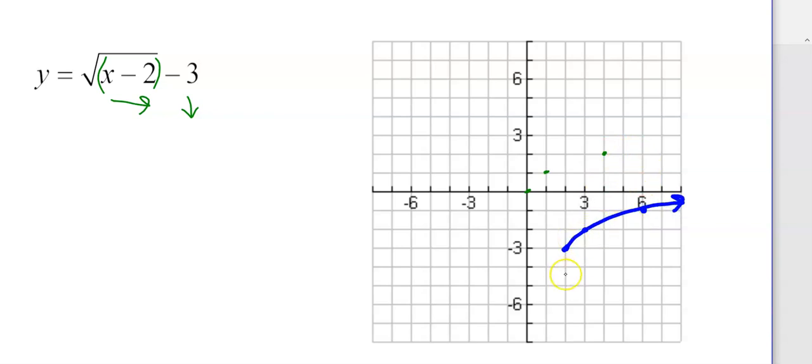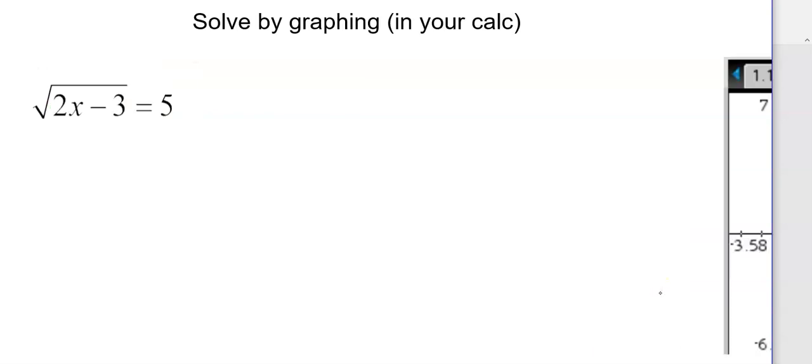Just like that. Domain would be x greater than or equal to 2. Range is y greater than or equal to -3. If they ask those, I don't know if they will.